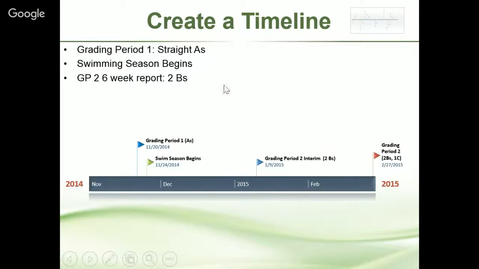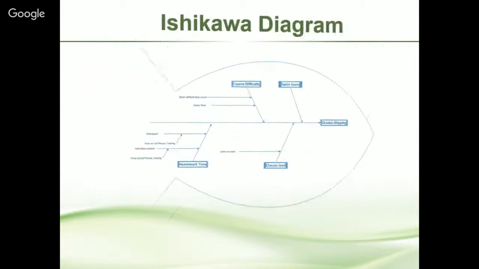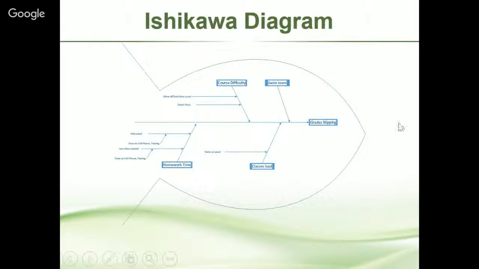But his grading period 2, the midpoint report, he got 2 B's, not straight A's. And by the time he got to the end of the grading period, he added a C to that list. So things are not going well. And there was a 2-week holiday in there. So here's our Ishikawa diagram.